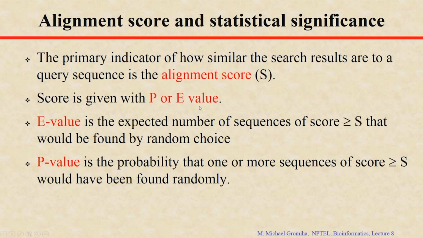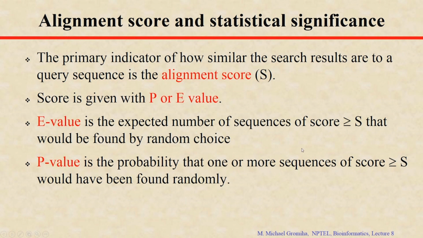e value. These p and e values are very important in sequence alignment, to judge whether the sequences are statistically significant or not. So, e value is defined as the expected number of sequences which can get a score more than s, that will be found by random choice.